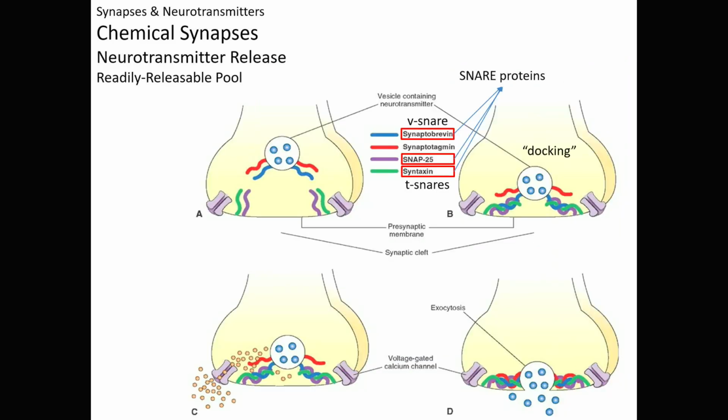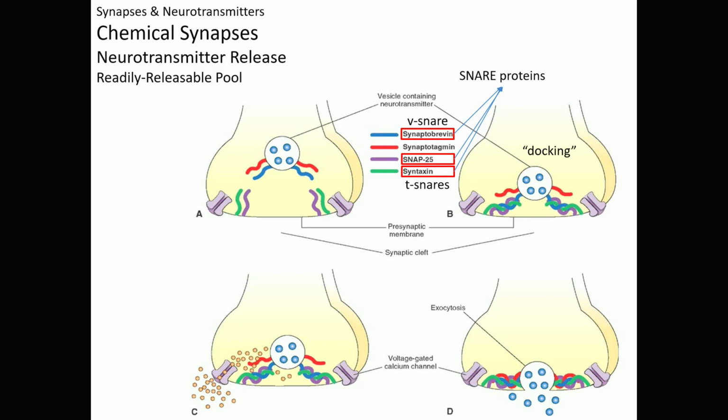Okay, let's talk now about the precise mechanism in terms of how exactly calcium interacts with these synaptic vesicles to cause their release. And we're going to start here by talking especially about the readily releasable pool, this pool that is docked to the presynaptic membrane.